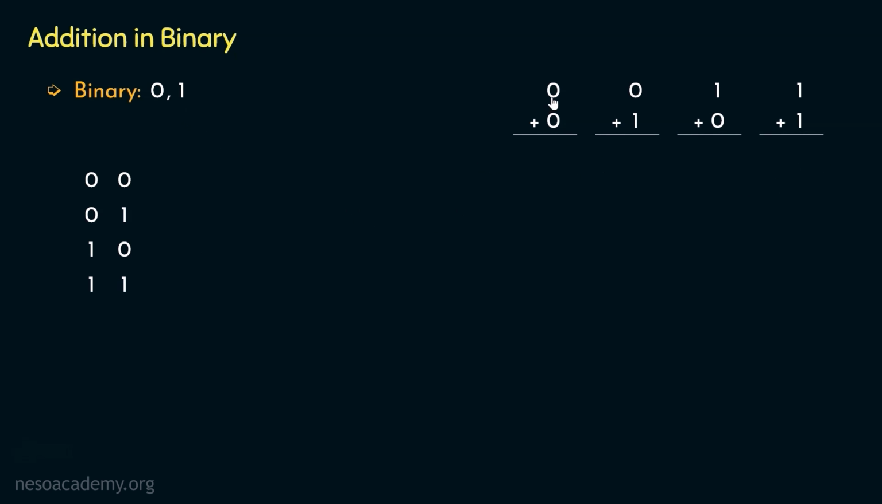Now with the augend as 0 and the addend as 0 as well, we will have the sum as 0. When the augend is 0 and the addend is 1, the sum is going to be 1. Then when the augend is 1 and the addend is 0, the sum will again be 1. Now what will happen when both the augend and the addend are 1s? Well, if we talk about decimal, adding 1 plus 1 would have resulted in 2. However, now we are dealing in binary. So what will be the result?